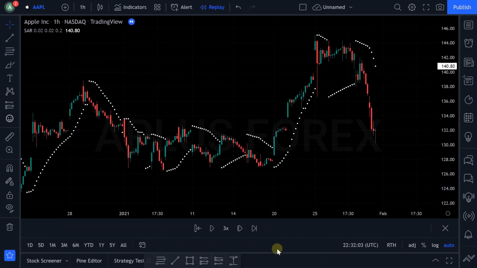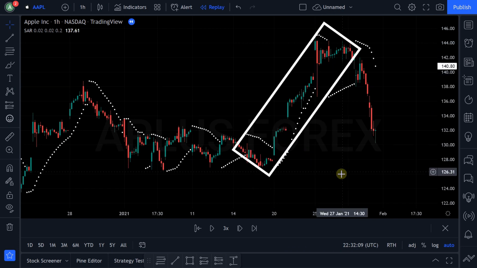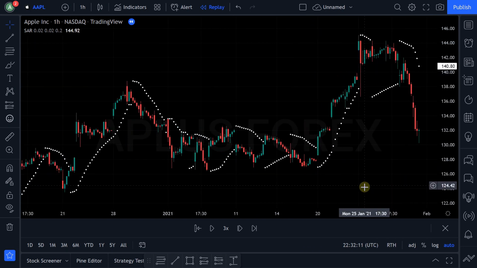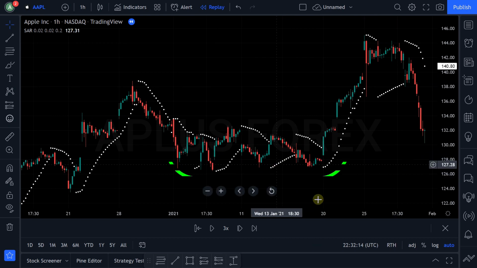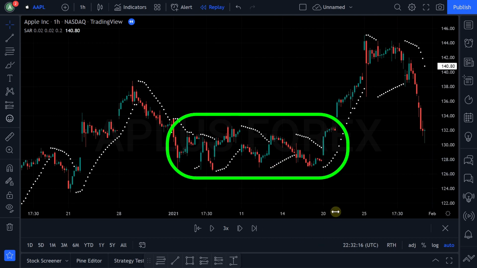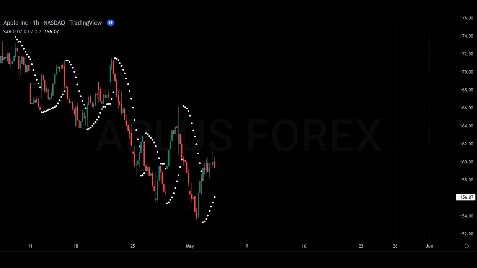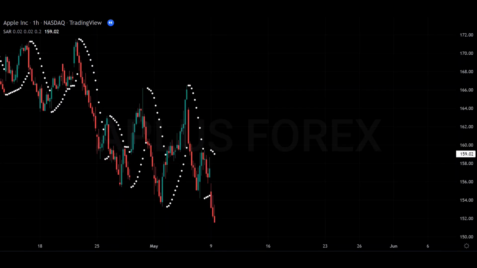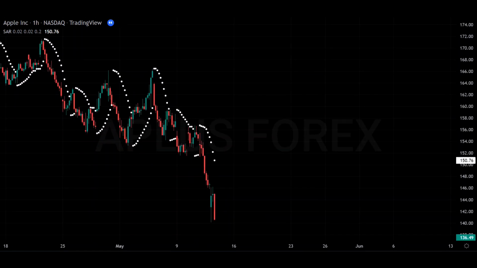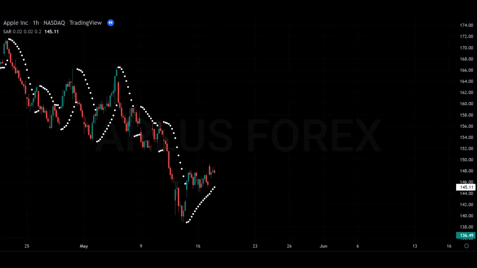So is the parabolic SAR a good indicator? This chart shows that the indicator works well for capturing profits during a trend, but it can lead to many false signals, as shown on this chart, when the price is moving in a sideways direction. This is why, like any other trading indicator, it should not be used as a standalone indicator if you want to maximize your profits.